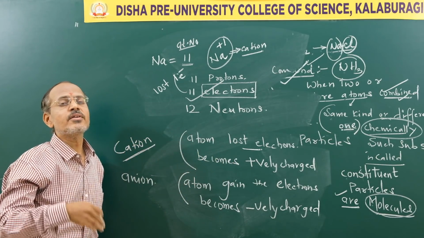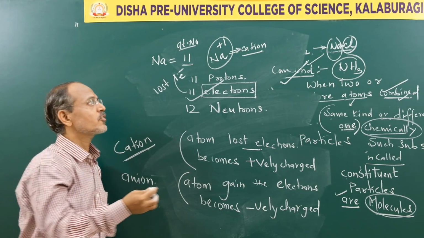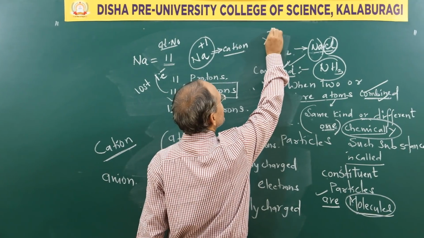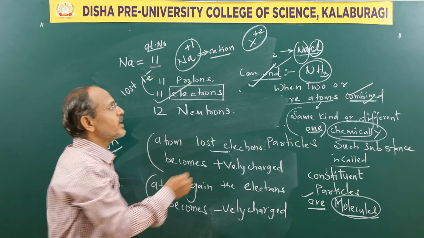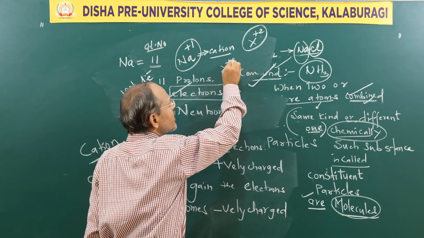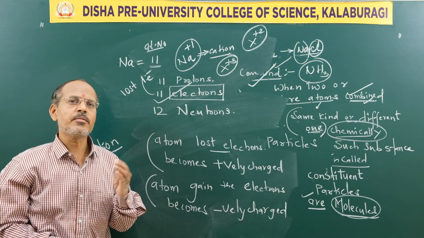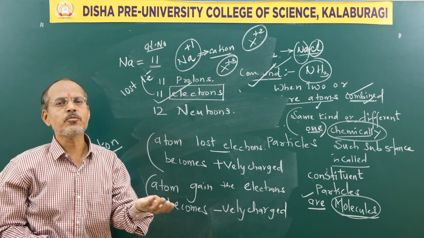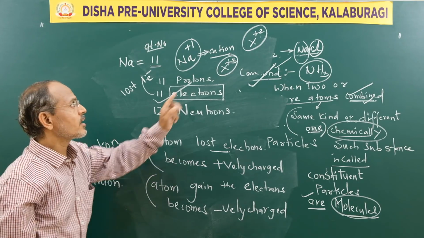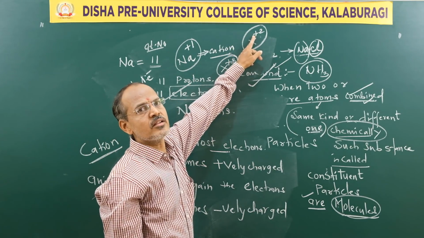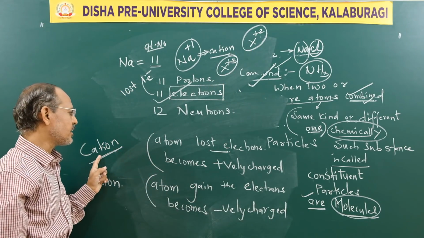It may be 2. If any element lost 2 electrons, I can say X plus 2. If it lost 3 electrons, I can write X plus 3, like that. Whenever it lost electrons, it may be 1, 2, 3, or more than 3, then we call it a cation. And we are writing a plus sign on the atom.